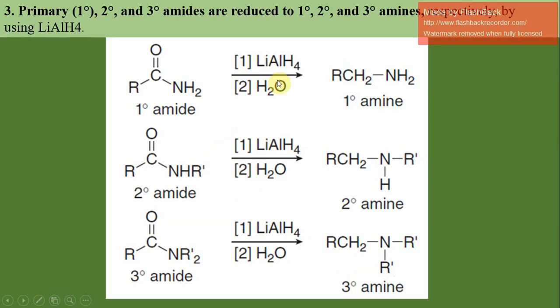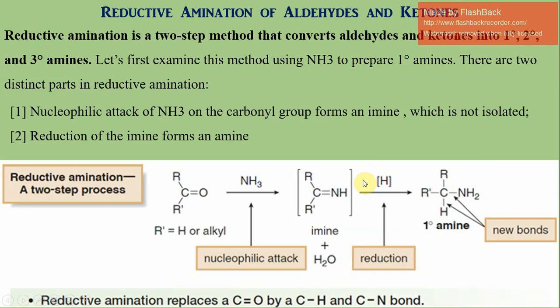The amides can be reduced with lithium aluminum hydride followed by hydrolysis to give a primary amine, secondary amine, or tertiary amine based on the type of amide we use. When we use primary amide for reduction with lithium aluminum hydride, we end with primary amine. Likewise, we prepare secondary and tertiary amines from amides.